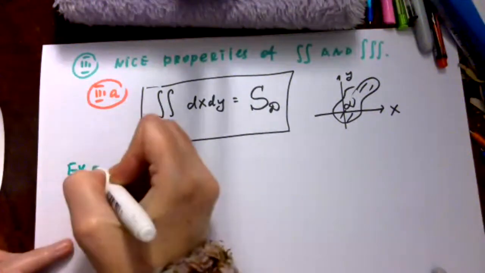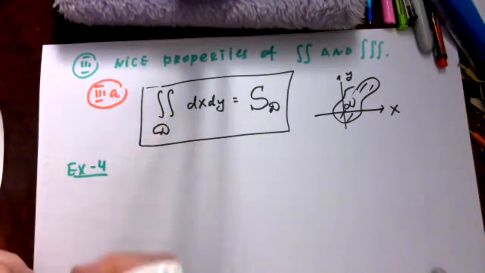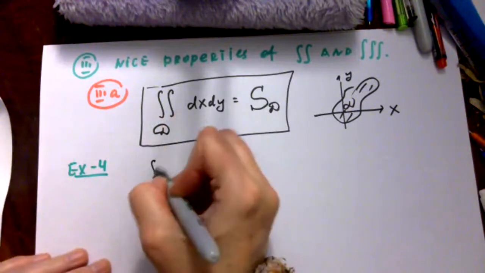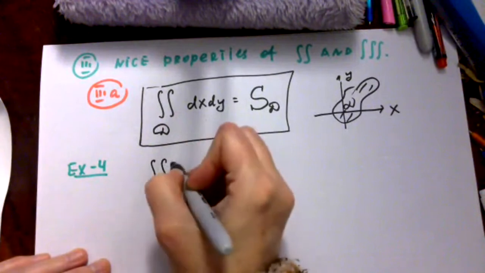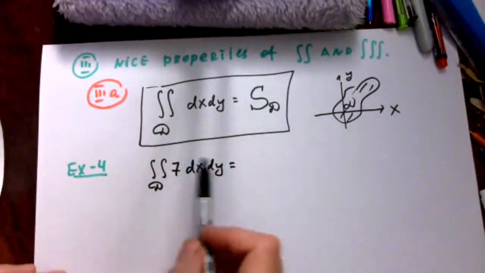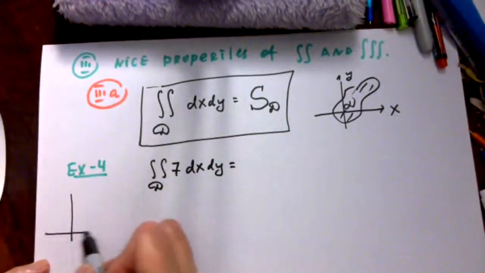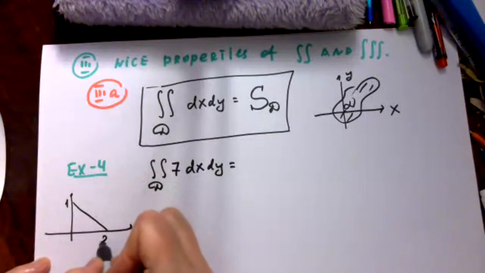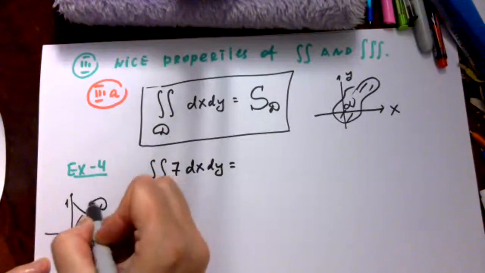No, not the first example. It will be like example 4 probably. I lost count, to be honest. Let's imagine that you need to calculate the integral over region D of 7 dx dy. And your region looks something like this probably. So this is a triangle. Here you have 1, here you have 2. And so this is your region D.